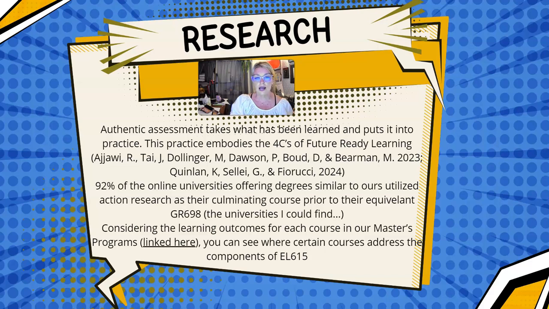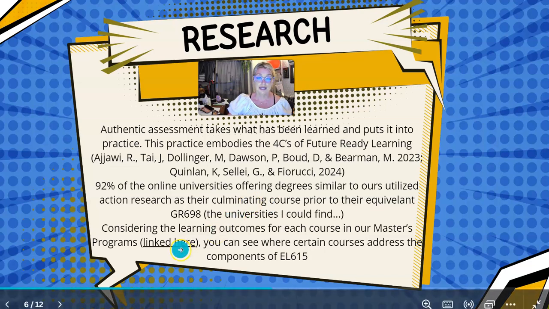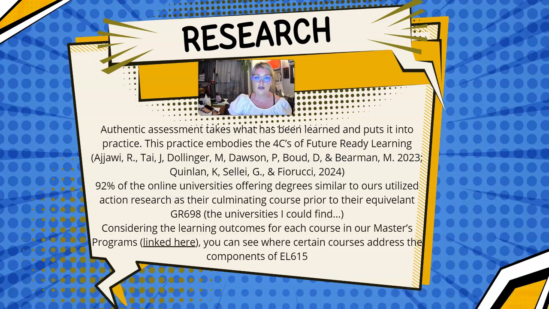And considering the learning outcomes that we have for our master's programs, if you click here, you'll be able to see it. You can see where certain courses address them. You can see that when we created this course, those that worked on the scope and sequence of the course, you can see where different aspects of 615 were intended to be represented. I'm not casting blame on anybody. It's just an opportunity for us to take a deep breath and think about it.